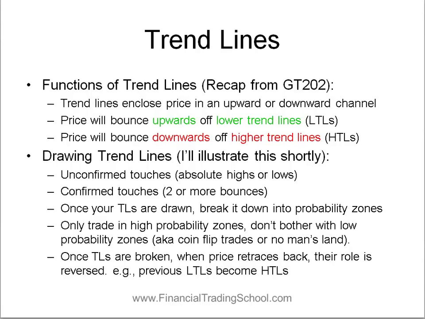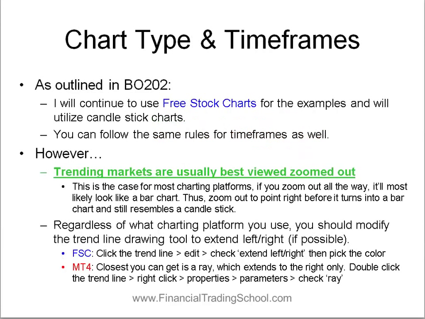Same as before. Then also, once trend lines are broken, when price retraces back, their roles are reversed. I.e., previously you had a lower trend line, which is a bounce up. Now, as it breaks down and it comes back up, that usually becomes a higher trend line, and it should bounce down afterwards.